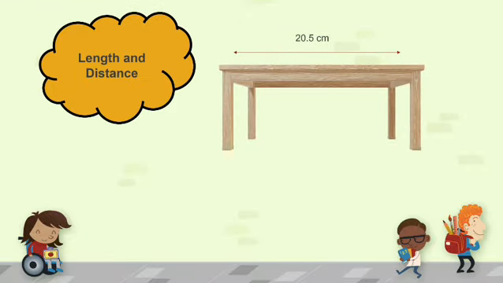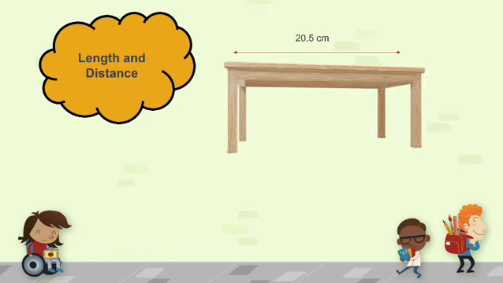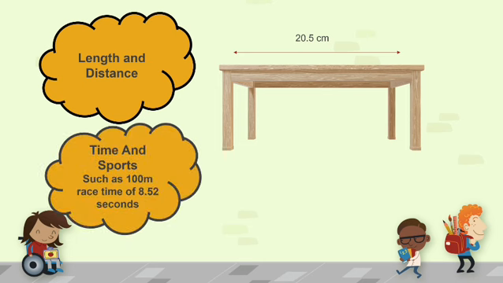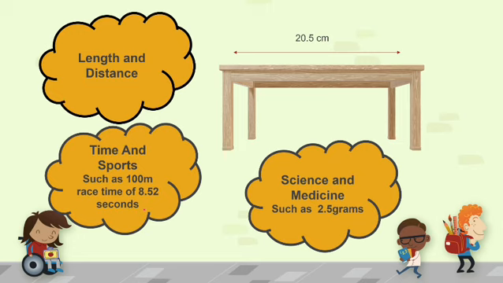Where else do you see then? Then you find it in length and distance, like the measurement of the tabletop if you are taking like 20.5 centimeters, where meter and centimeter are separated by the decimal point. Then comes your time and sports, where you say like 100-meter race is conducted and the time taken by the sports person is about 8.52 seconds. Then in science and medicine, like in the composition of medicine, where you can say 2.5 grams is being used, and so on.